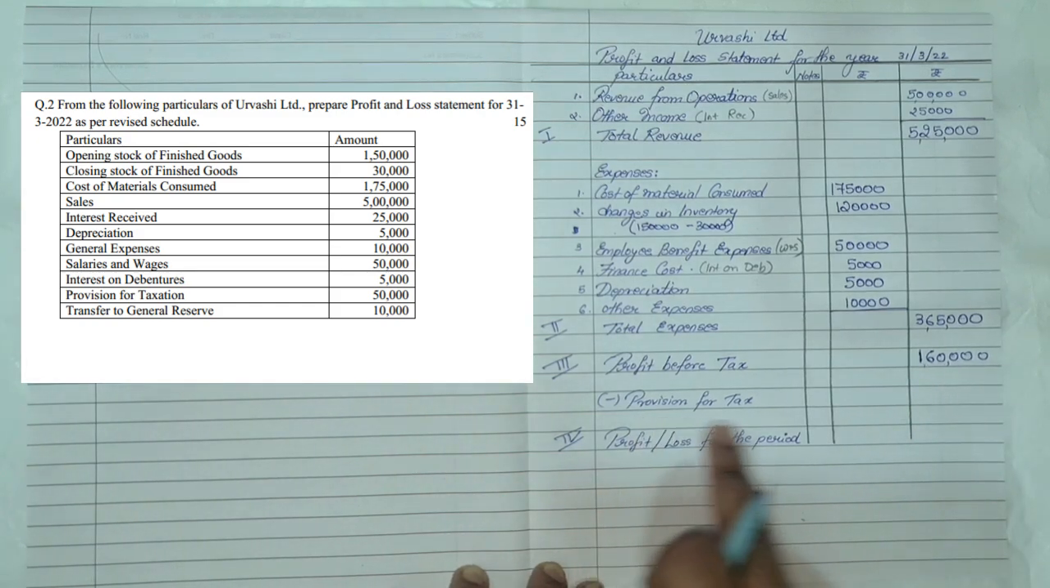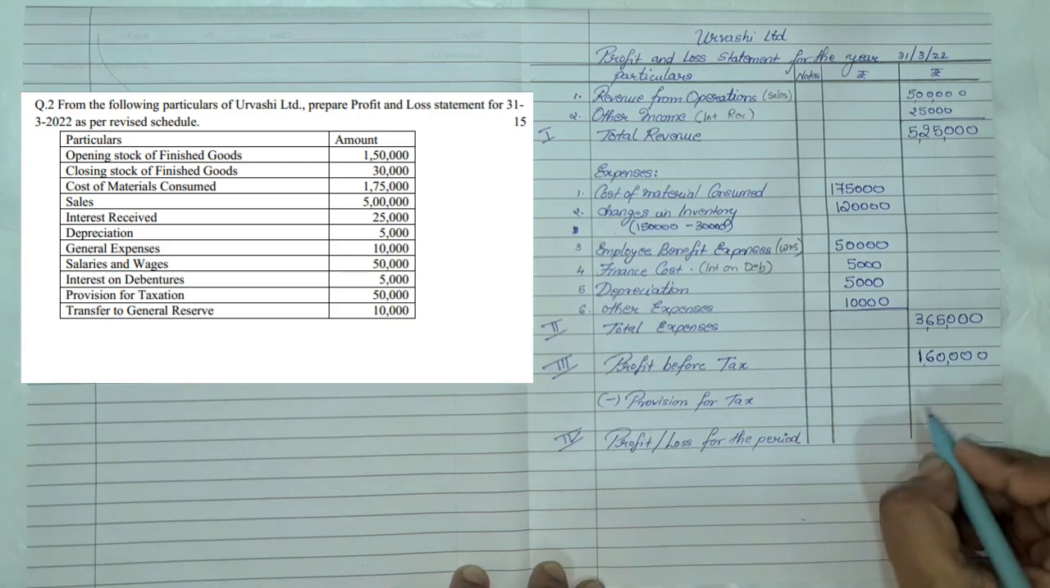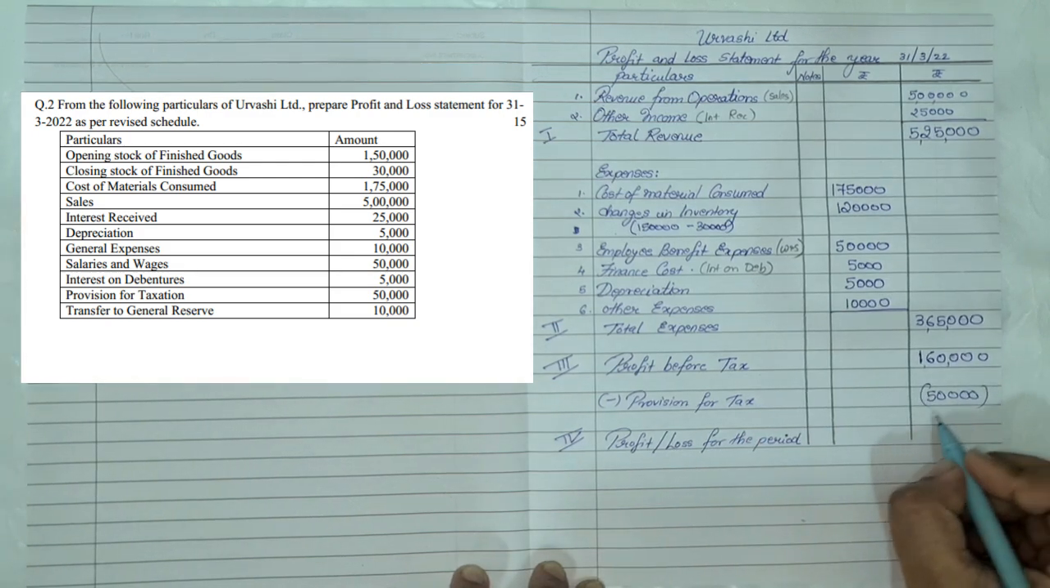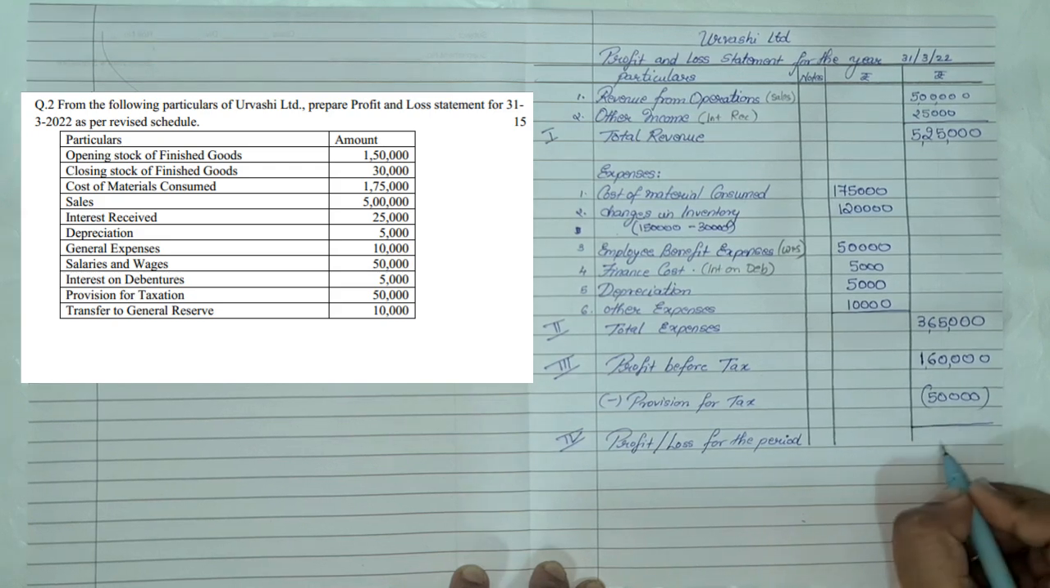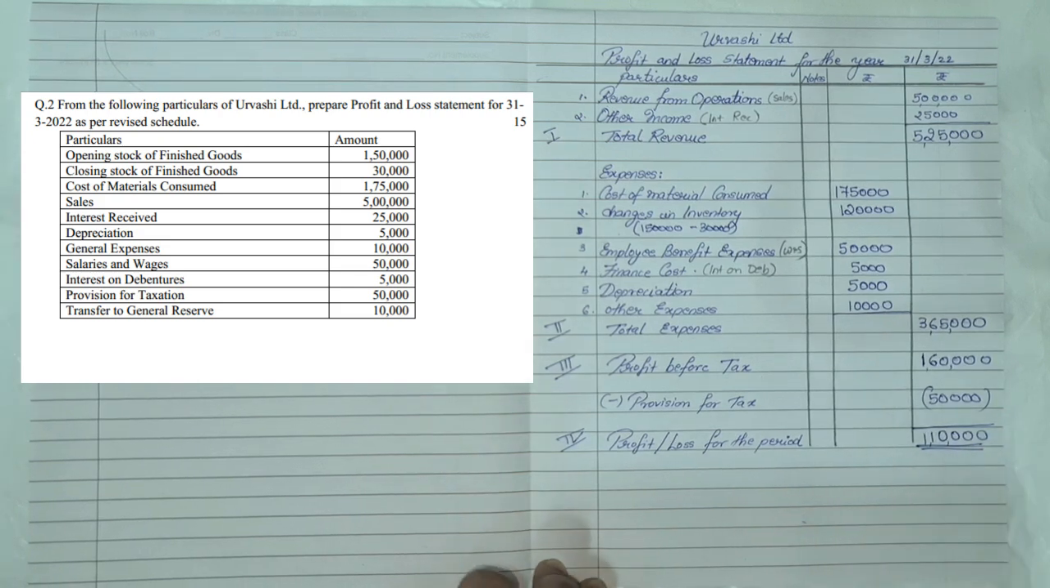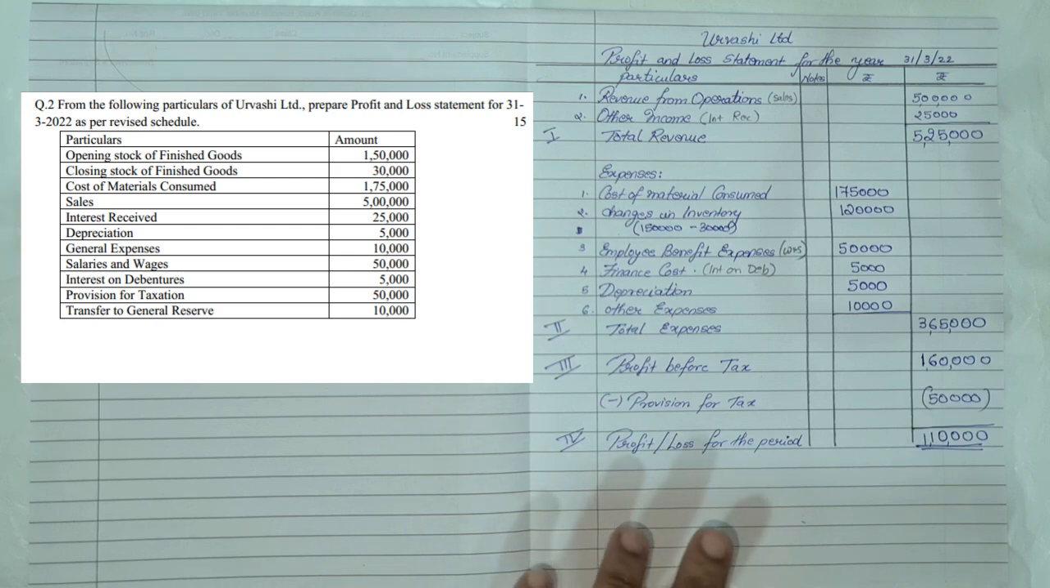Less provision for tax, given in the question, 50,000 rupees. We will subtract it and we will get our final profit and loss for the year, which comes to 1,10,000. And now last thing, transfer to general reserve. The transfer to GR comes under balance sheet, so it will not appear in the profit and loss statement.